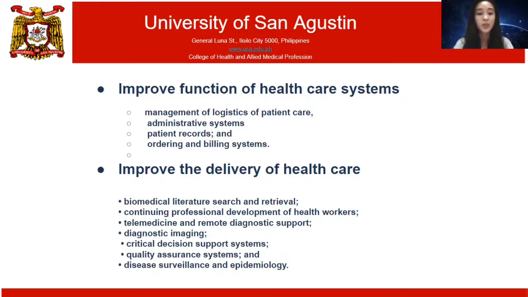The second role is to improve the delivery of healthcare through better diagnosis, better mapping of public health threats, better training and sharing of knowledge among health workers, and supporting health workers in primary health care, particularly rural health care, including the biomedical literature search and retrieval, continuing professional development of health workers, telemedicine and remote diagnostic support, diagnostic imaging, critical decision support systems, quality assurance systems, and disease surveillance and epidemiology.